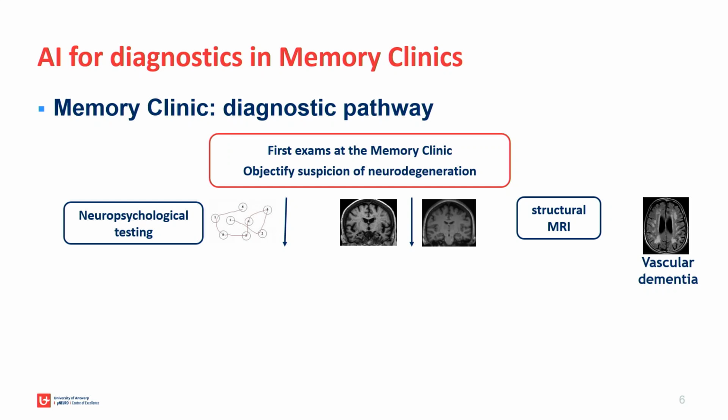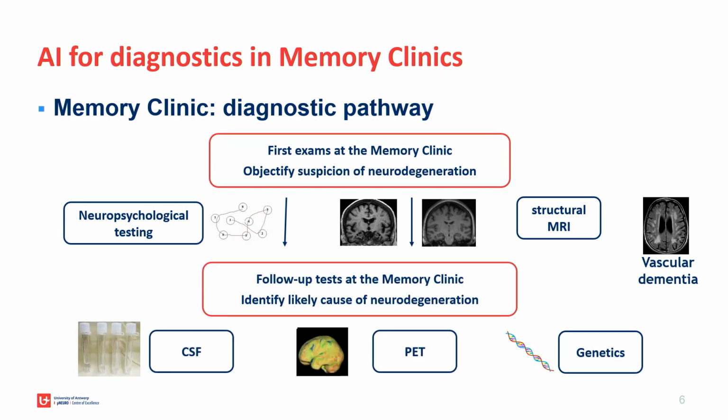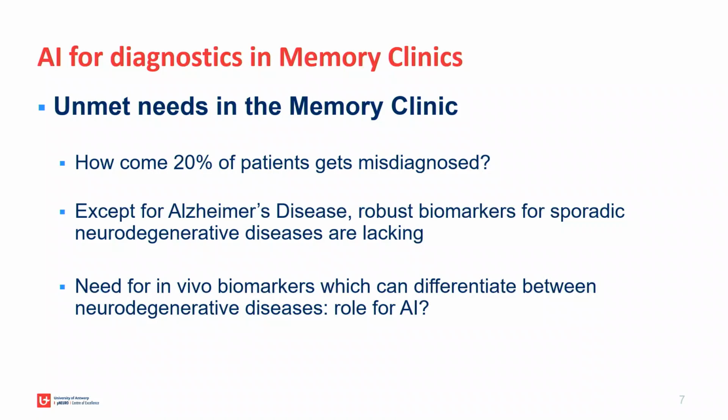After this first round of tests, if the suspicion of neurodegeneration is confirmed, we go on to the next stage, and at this next stage in the memory clinic, we try to identify the most likely cause of the neurodegeneration. So for this, we use the collection of cerebrospinal fluid. We perform PET scans or SPECT scans, for instance, amyloid PET, and in selected cases, also genetic testing will be performed. So after this diagnostic trajectory, how come up to 1 in 5 patients get misdiagnosed?